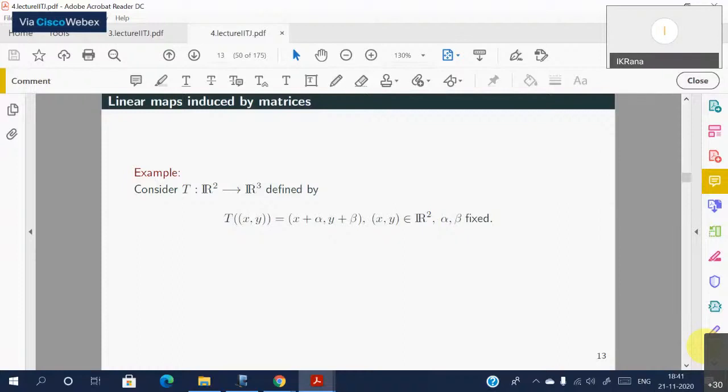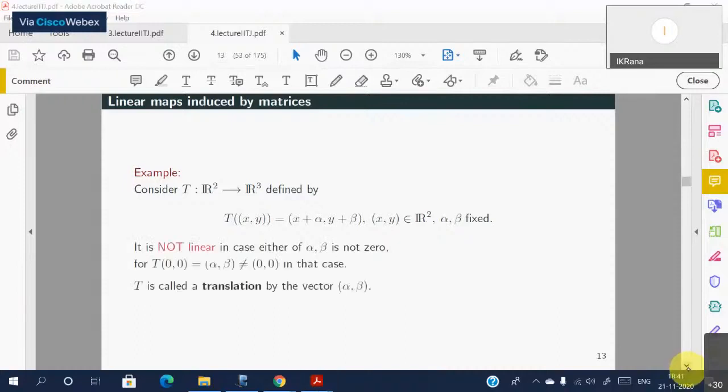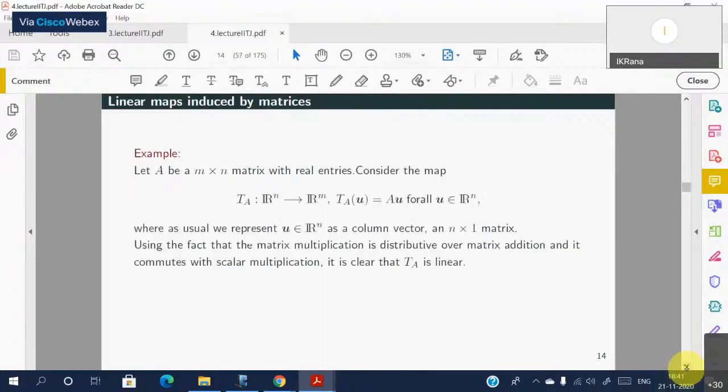The transformation which is translation is not linear, and that causes a problem in computer graphics because you would like to move something, translate something, and we'll see soon how all these translations and rotations can be operated upon by matrix multiplications. And for that one requires a transformation T to be linear.